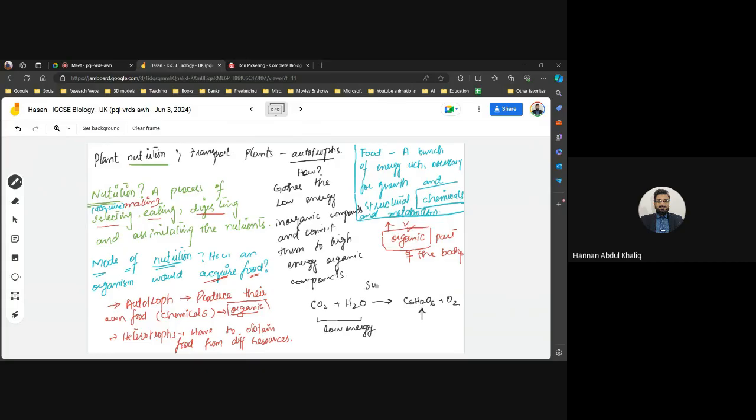But the problem is, if these compounds are low energy, where is the energy coming from? The plants obtain the energy from sunlight. They are just converting the form of energy. The light is the radiation form of energy, and the glucose is the chemical form of energy. So they are gathering the inorganic compounds, converting one type of energy into another, and filling the glucose with the energy. Clear? Yes.